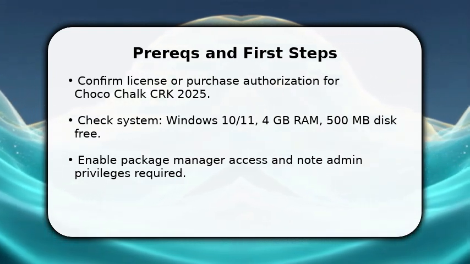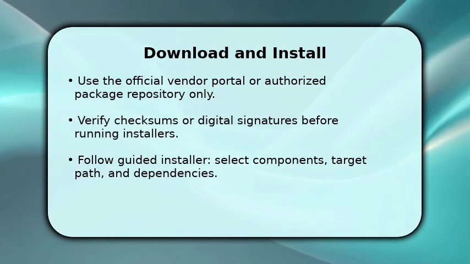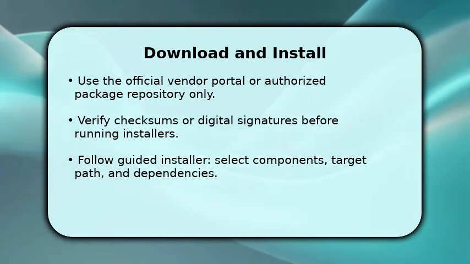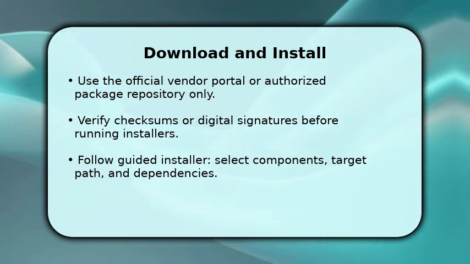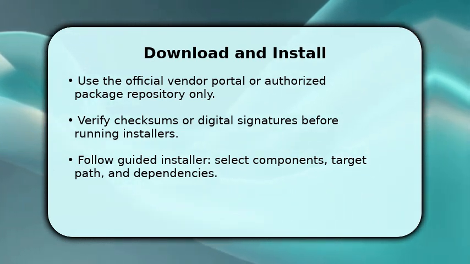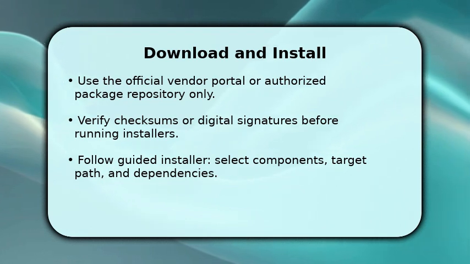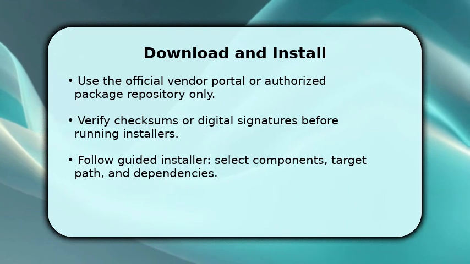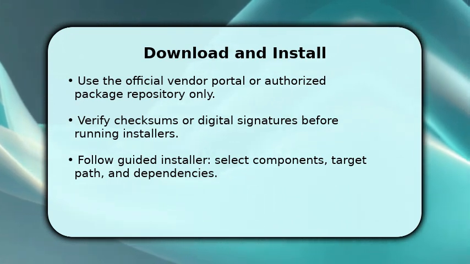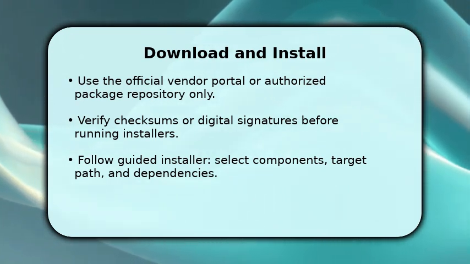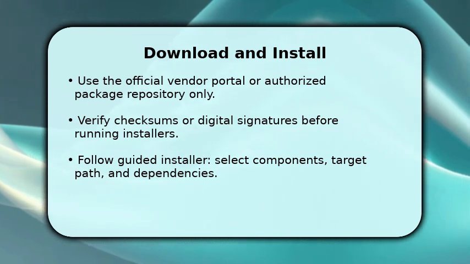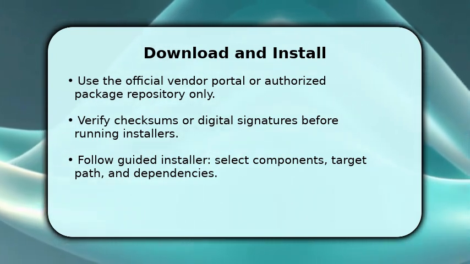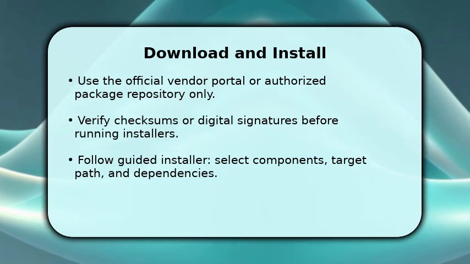Now proceed to download from the official vendor portal or an authorized package repository. This reduces malware risk. Before running anything, verify the file checksum or digital signature so you know the package is authentic. Once verified, run the guided installer. Select the components you need, confirm the installation path, and accept or install required dependencies. Make sure updates are enabled so subsequent patches install automatically, and monitor the installer messages.